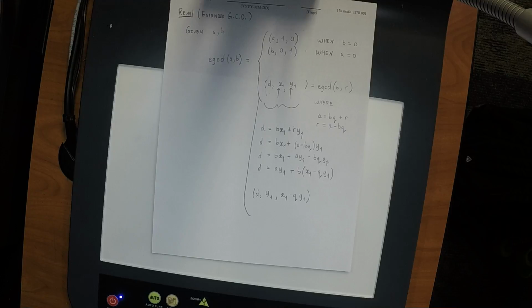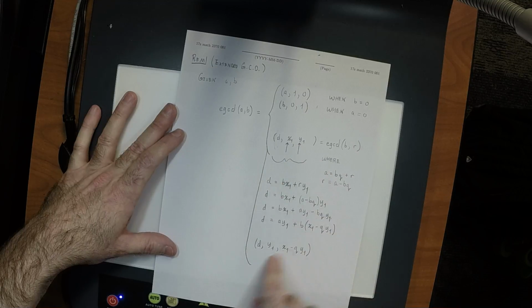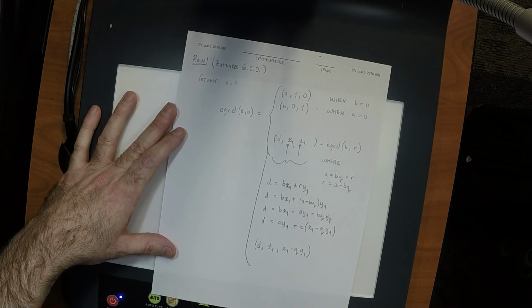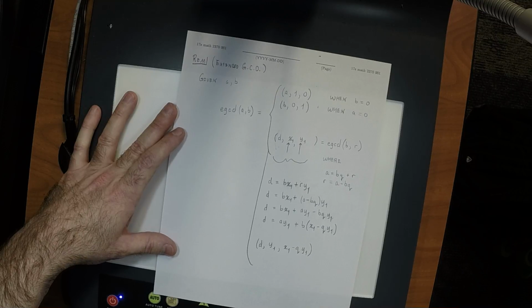What time is it? 45. Okay, so I'll make a table of a computation of one of these in the homework, and then we'll do this on Thursday. Wait, is this the extended GCD or the extended Euclidean algorithm? It's the same thing.